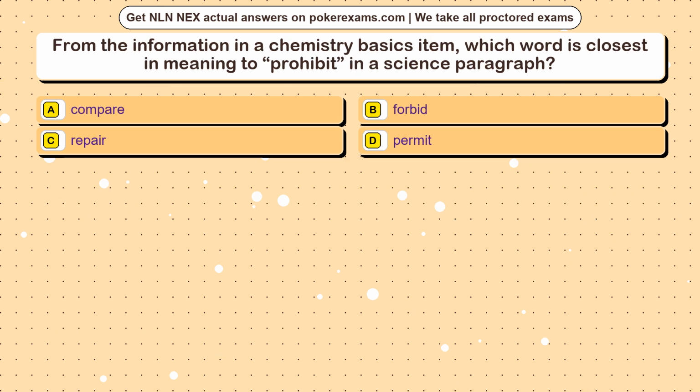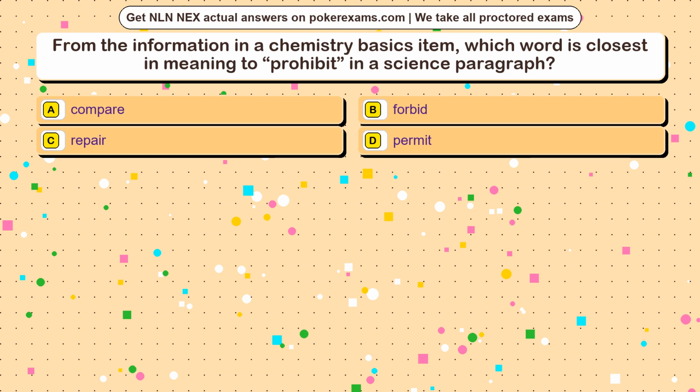Question 22. From the information in a chemistry basics item, which word is closest in meaning to prohibit in a science paragraph? Option A, compare. Option B, forbid. Option C, repair. Option D, permit.